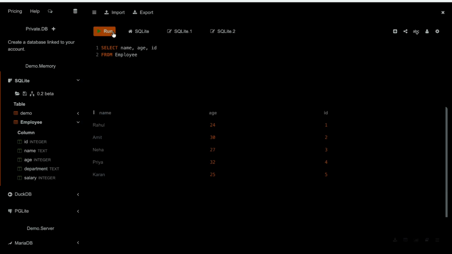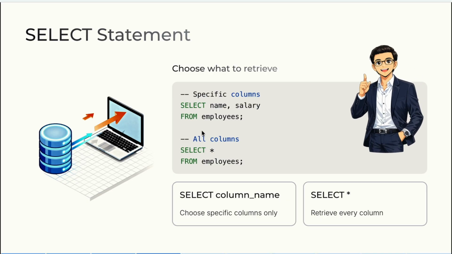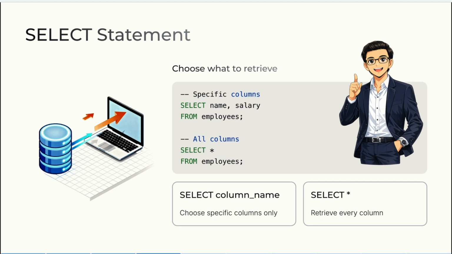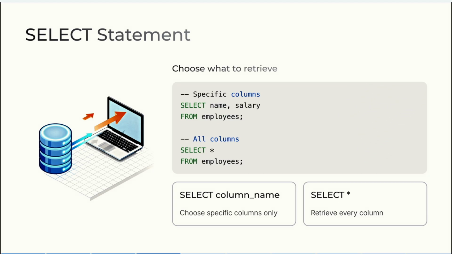So with the help of SELECT, you can decide which columns you want to fetch, you want to retrieve. You are going to get all the rows for those particular columns. So we have seen the use of asterisk and selecting particular column names.